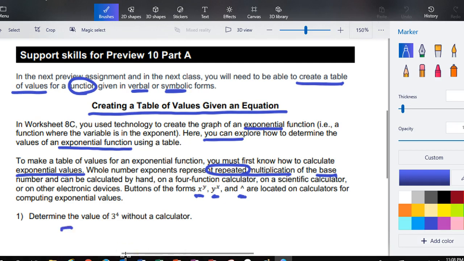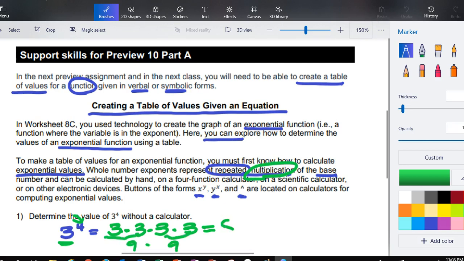Before we get started with our calculators, we want to do this without a calculator. Remember, it's repeated multiplication. So this base number 3 is going to get repeated 4 times using multiplication. 3 times 3 times 3 times 3, 4 of them. And then you're going to put them together. It doesn't matter which way you multiply, they just all need to be multiplied together, like 3 times 3 is 9, and 3 times 3 is 9, and 9 times 9 is, well, either way we go, we're getting 81.